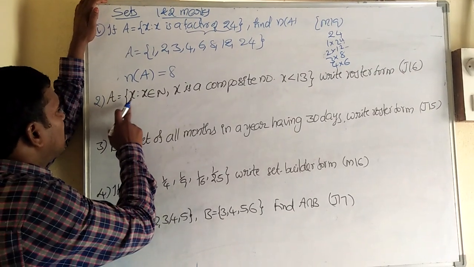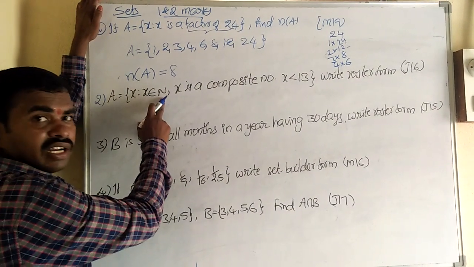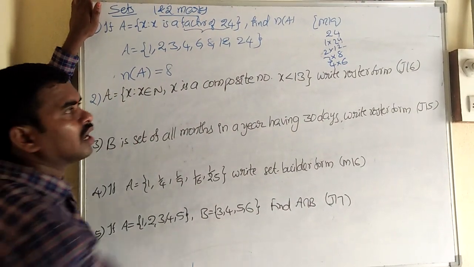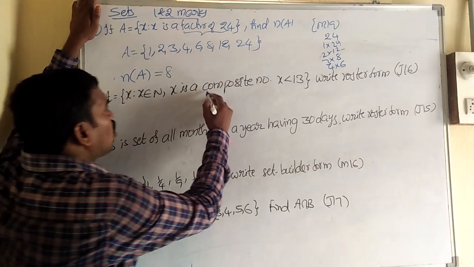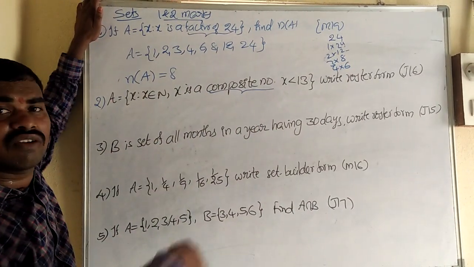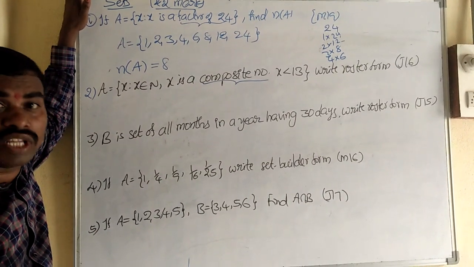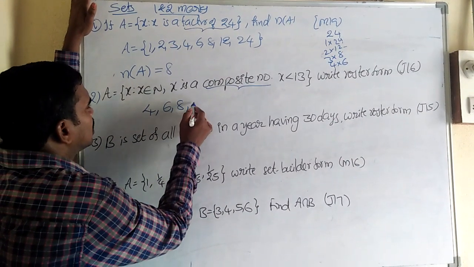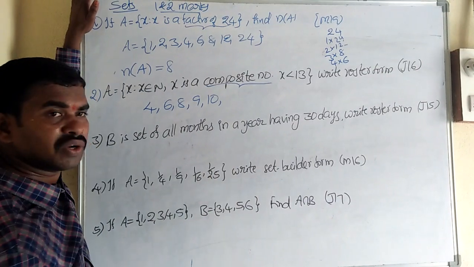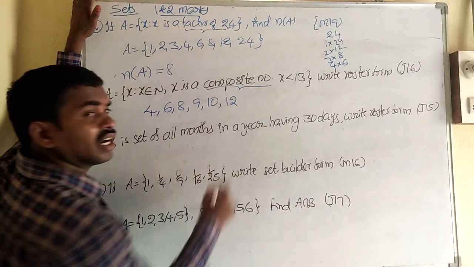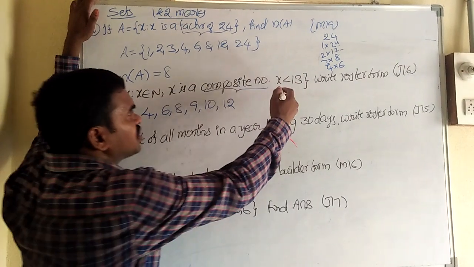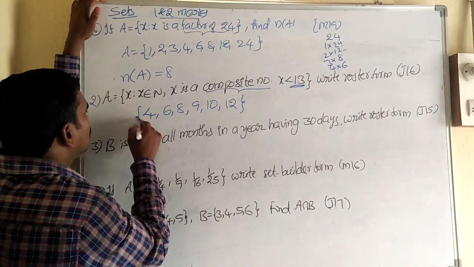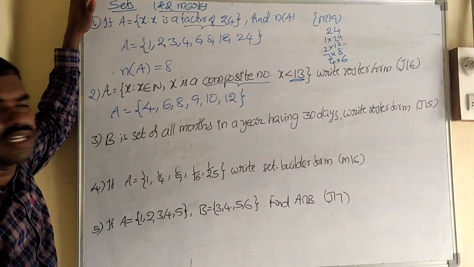So I am taking the second question. If A equals the set of x such that x belongs to N, x is a composite number, x less than 13. Write the roster form. So what are the composite numbers? Just now we have discussed. Composite numbers means it has more than 2 factors. 4, 6, 8, 9, 10, 11, no. 12, yes. Next 13, no. 14, 15, 16. But we should write x less than 13. So below 13 we should stop. That is set builder to roster form.